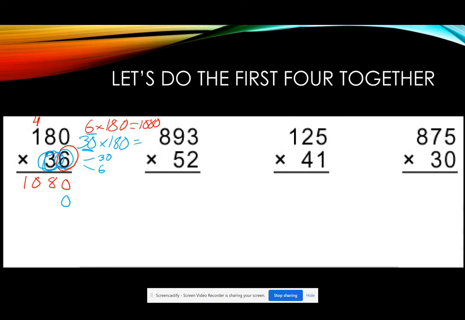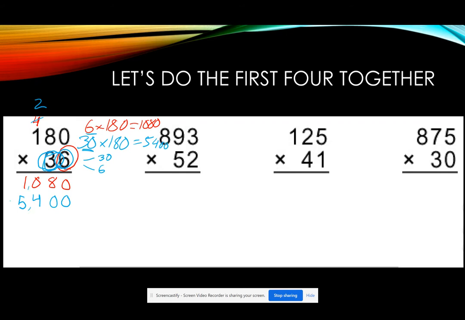And now we're going to do 3 times 0 to get 0. We're going to do 3 times 8 to get 24. So I'm going to write my 4 down below. I'm going to carry my 2 up above. And now I'm going to do 3 times 1 gives me 3, plus my 2 gives me 5. So 30 multiplied by 180 gives me 5,400, just like we see here.